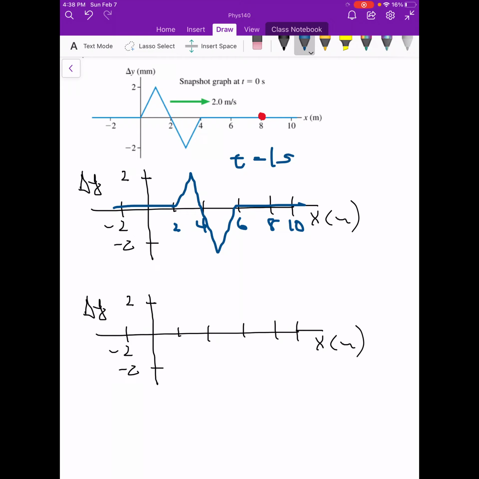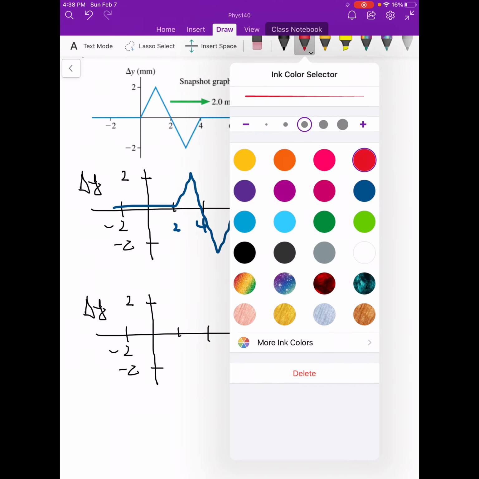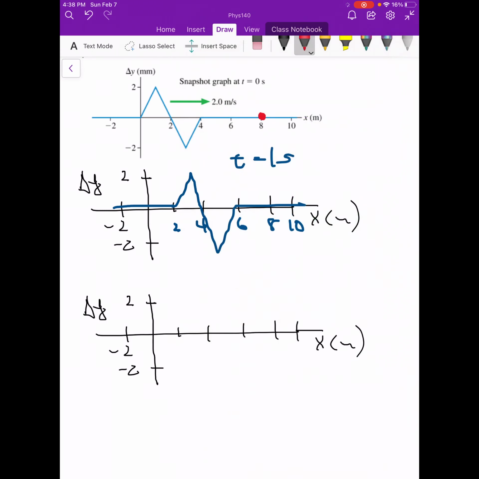Okay, and now what happened? Notice what's happening at 8. At 8, right here, let's put an X. Let's make this red again. So we're caring about 8 right here. This is 8 right here. All right, we're going to go back to blue.